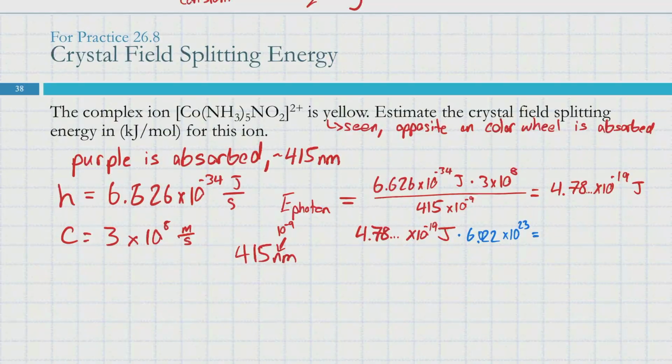Don't worry, I screwed up putting it in my calculator twice. 288,446.5 joules. Now it's per mole. To get it into kilojoules per mole, bump that decimal place over 3 spots. 288 kilojoules per mole. Final answer.